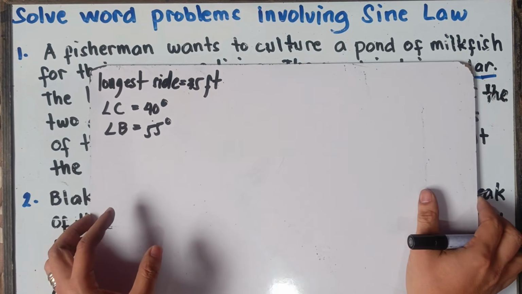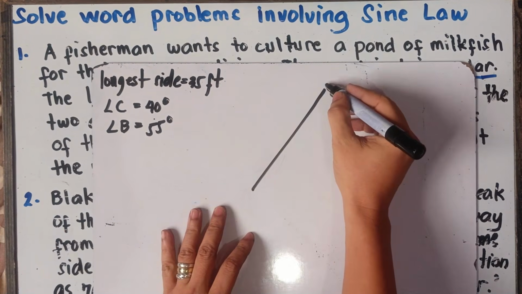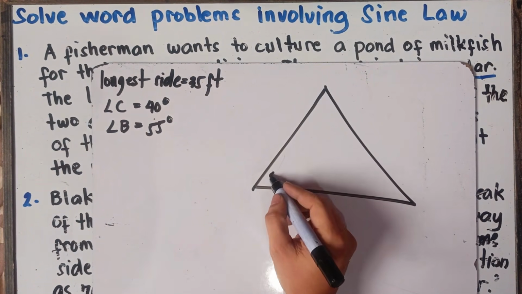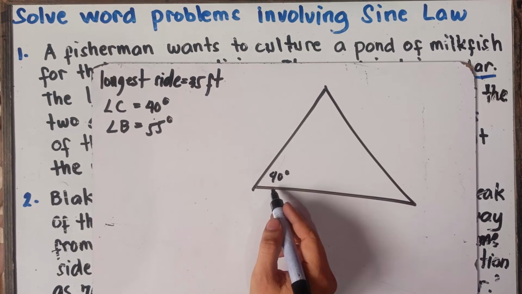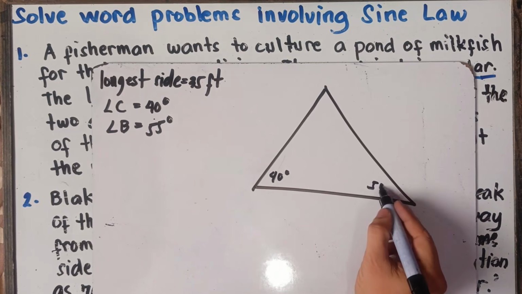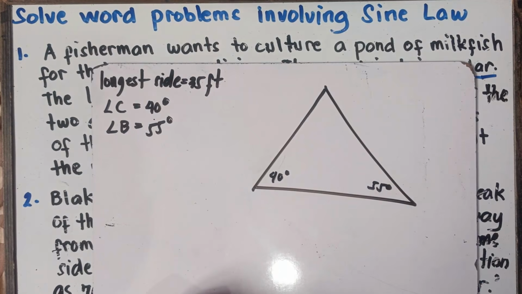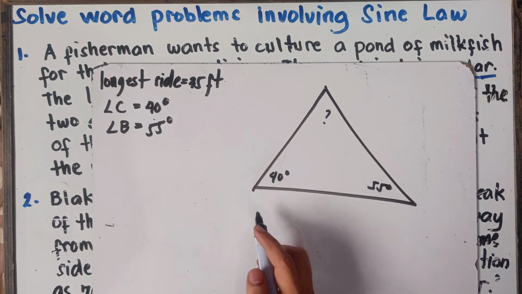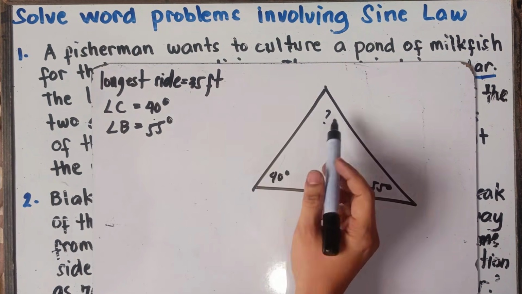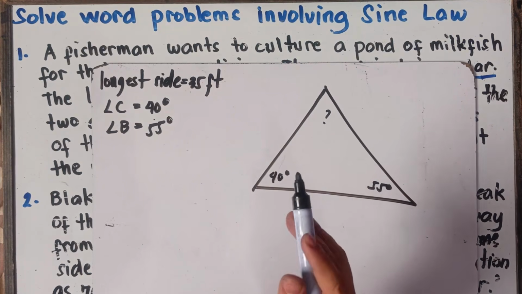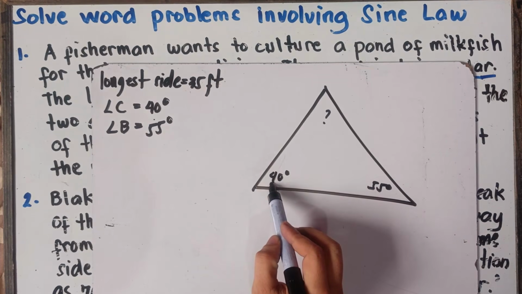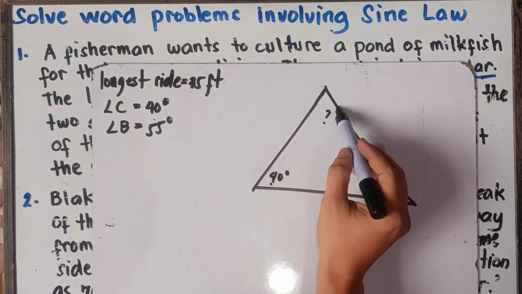Now, remember this, class. If you have a triangle, just as an example, this is 40 degrees, this is 55 degrees, and you don't have this given angle. We have a given triangular pond, and in a triangle there are 3 interior angles. So we have the first angle, the second angle, and we don't have the third angle.